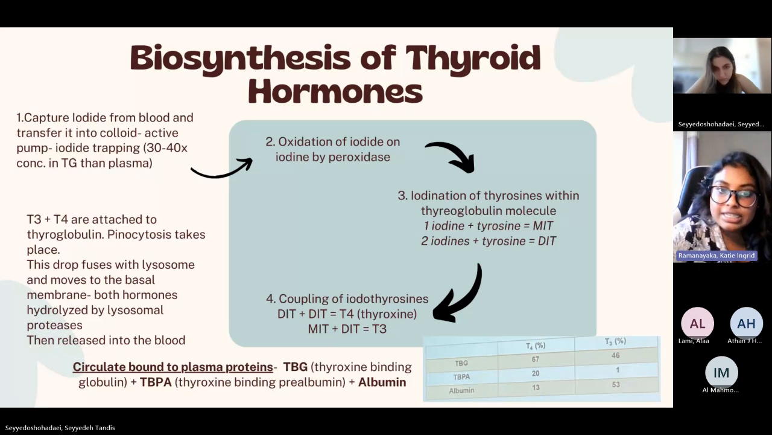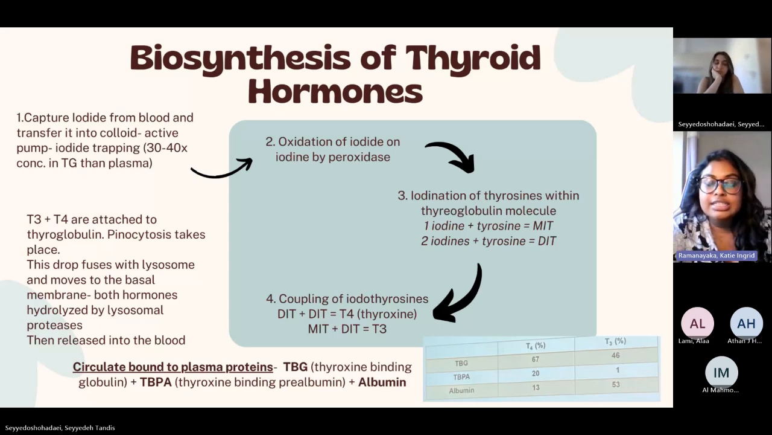Now, this iodide moves into the thyroid gland and it undergoes oxidation by the enzyme peroxidase. So from iodide, it's converted to iodine. And this iodine is used for the iodination of tyrosines within the colloid, the thyroglobulin molecule. One iodine with tyrosine is known as monoiodotyrosine. Two iodines with tyrosine is known as diiodotyrosine. And then the coupling of DIT and MIT takes place to form T3, T4. T3 is thyroxine. No, T4 is thyroxine and T3 is triiodothyronine.